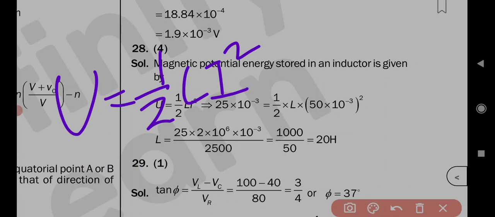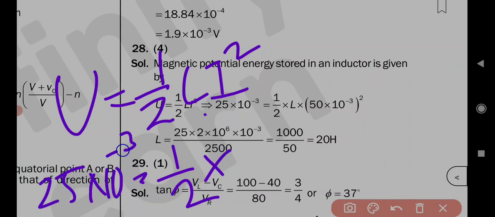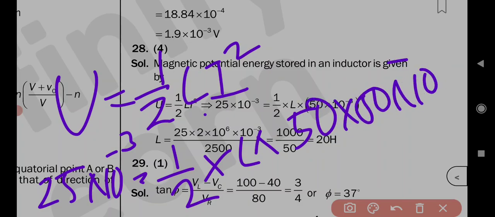Like how you write half m v square, similarly half L i square. L is inductance, okay? We need to find out L. This is given 25 millijoules, convert into joules, 10 to the power minus 3, and current is given 50 milliampere, 50 into 10 to the power minus 6. Can I take this? Okay, so this will go that side, it will also become 50, cancel, minus 3 cancel.